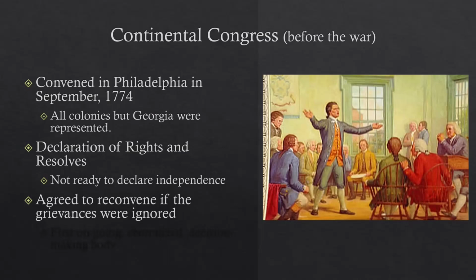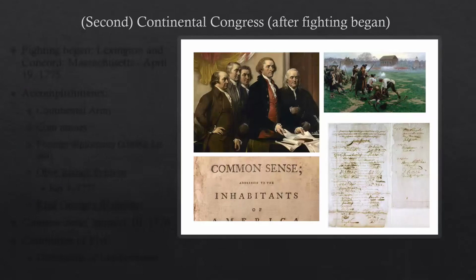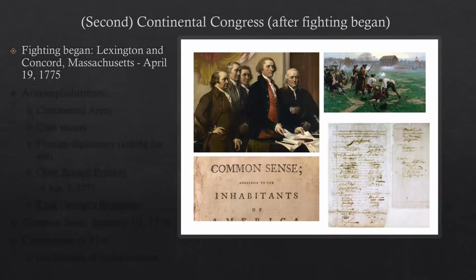And so they agree with one another, if the king and parliament ignore us, we'll get back together again. And that's what makes the Continental Congress so special. It is the first ongoing centralized decision-making body in North American colonies. It's very important because they did, in fact, reconvene. Their first effort was ignored.